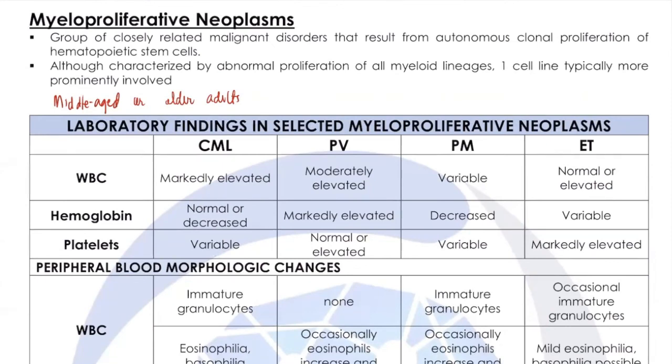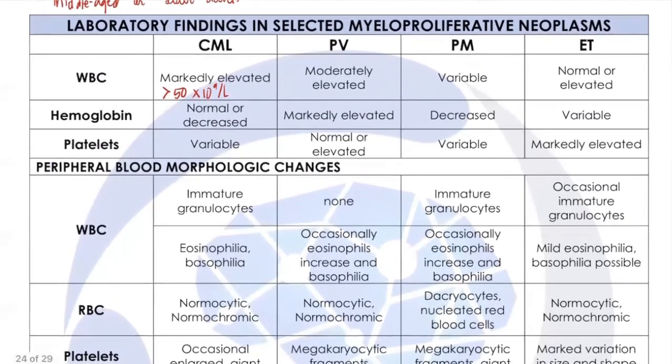Having said that, it means we also see mature WBCs in the peripheral blood smear. There is a marked elevation in the WBC count, usually greater than 50 times 10 to the 9 per liter. Hemoglobin is normal or might be decreased. Platelets are variable. In the peripheral blood, white blood cells will be immature, and it might exhibit eosinophilia and basophilia. You are to see immature granulocytes, because again, in CML, all stages are found in the PBS.